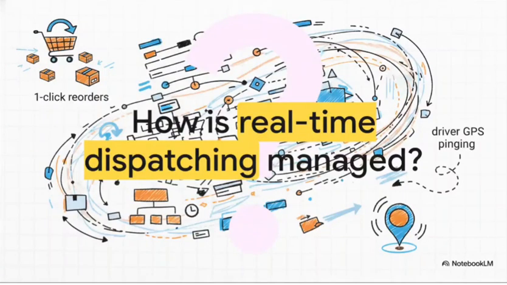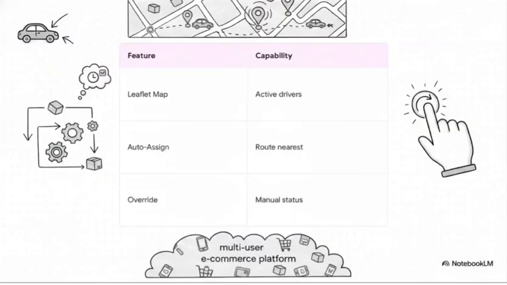So, with all these customers making one-click reorders and drivers pinging their live GPS every 20 seconds, you might be wondering, how does Mission Control actually orchestrate the total chaos of real-time dispatching? Well, at the center of their live dispatch capability is a live Leaflet map, which allows admins to view all active drivers and orders simultaneously.